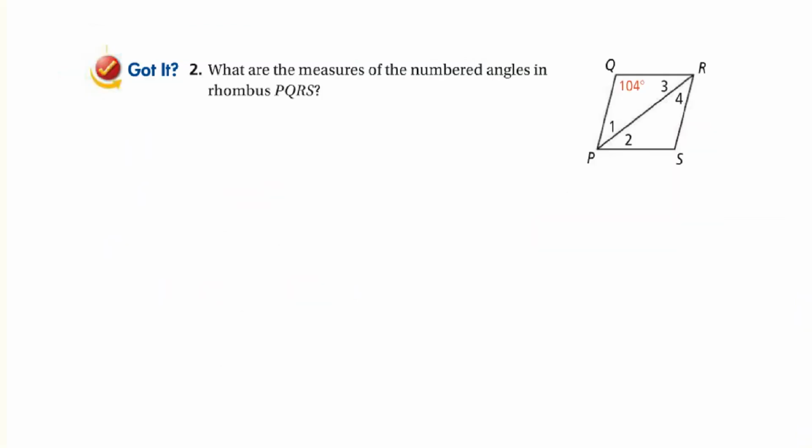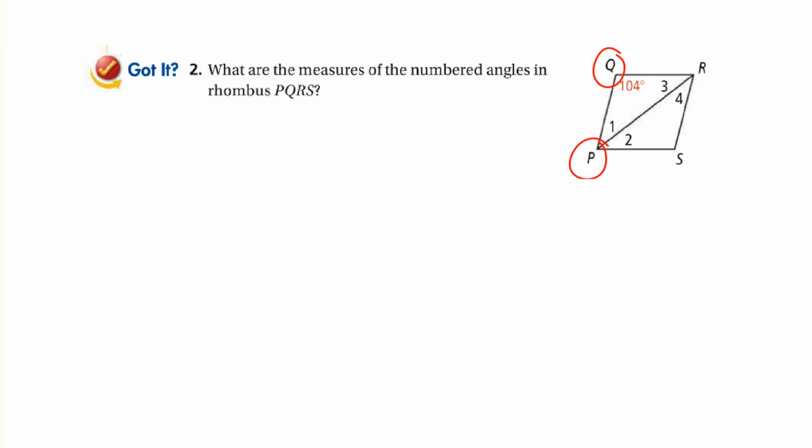Okay, now it's your turn. Take a minute and tell me what are the measures of the numbered angles. We've got 1, 2, 3, and 4. And I'll give you a hint. Angle Q and P. Remember, those are consecutive angles, and consecutive angles are supplementary.